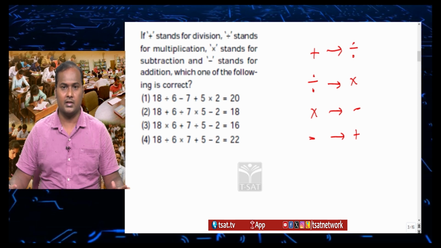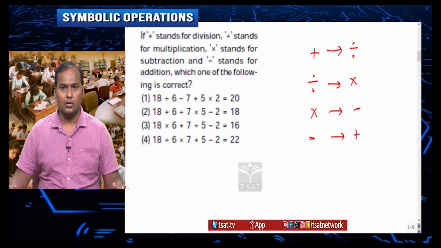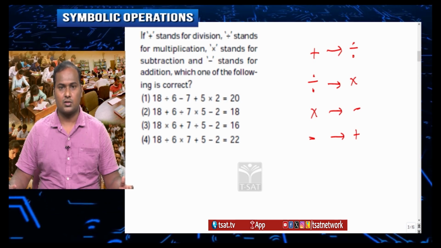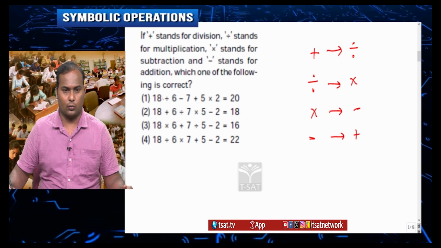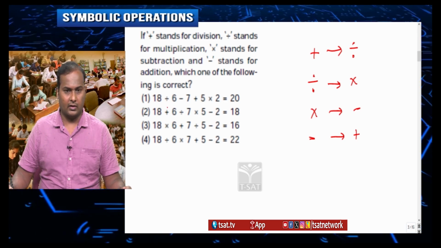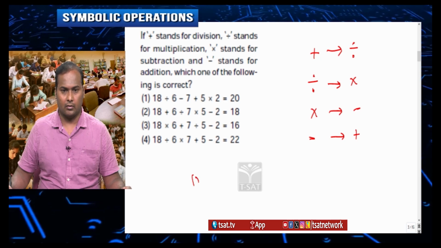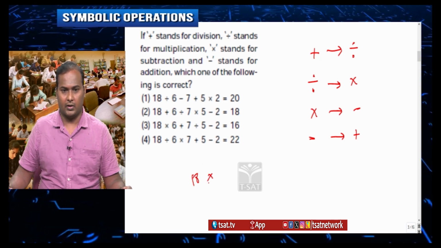That is the reason I said it is a time consuming question. Mainly the examiner gives it to analyze the student's ability in fast calculations. So let's see option 1. In option 1, 18 and division is given here. In the place of division, what do we have to write? We have to write multiplication.